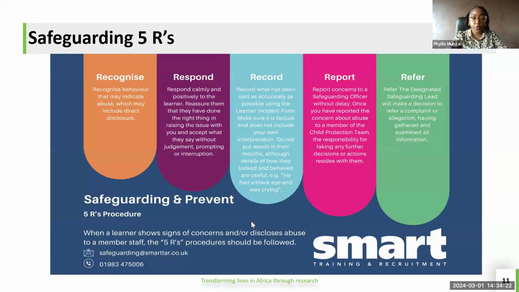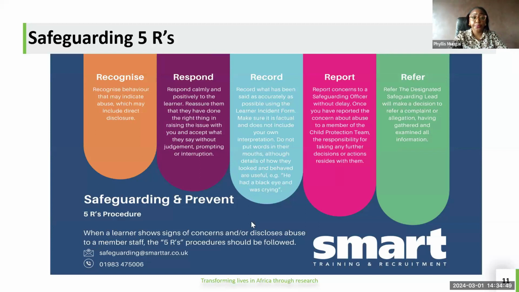So we'll go to the 5 R's of safeguarding, and this is what is expected for you to know at the back of your mind as whatever you're doing while you're in your organizations, while you're conducting your research, while you're collecting data. What are the 5 R's that you should keep in mind?